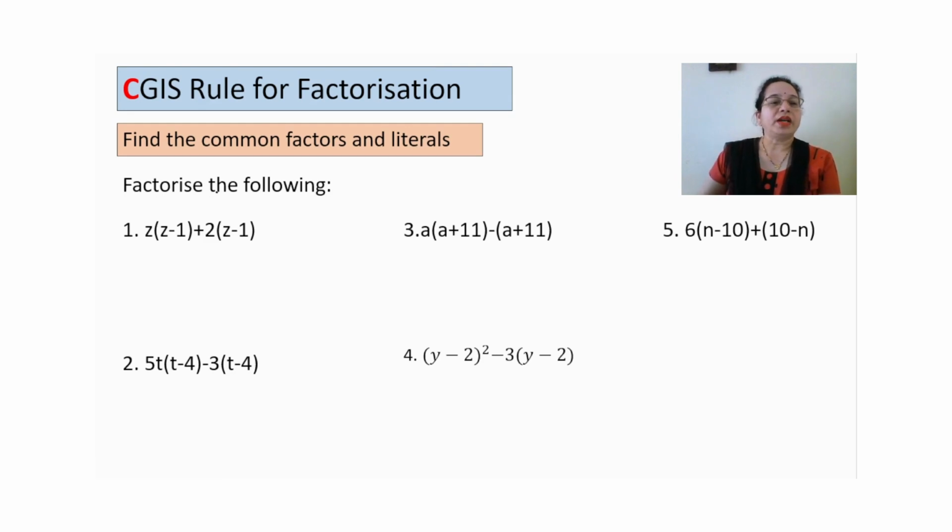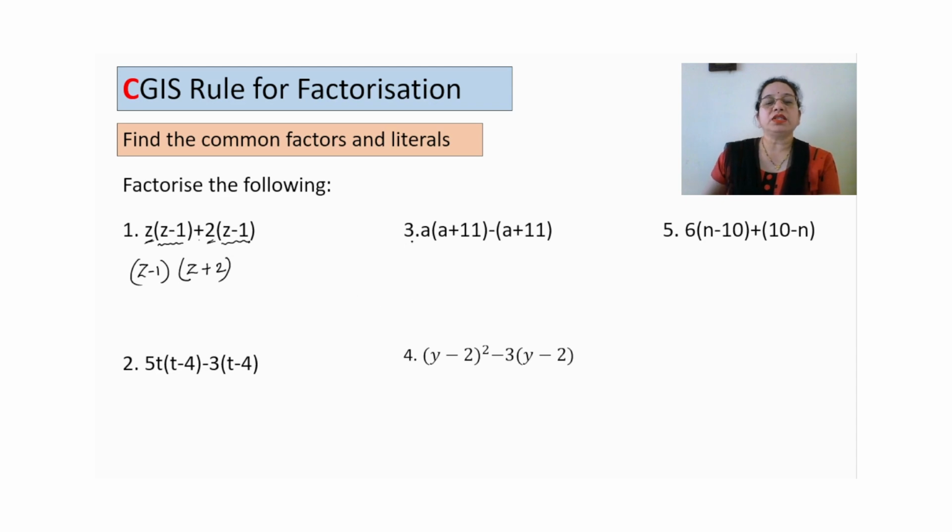Now again factorize. As soon as you see, the first thing is to find out if there is anything common. So here you can see that this factor z minus 1 is already common. So we can take z minus 1 common. What is left inside the bracket here? z. Which sign is there? Plus. Which number is left? 2. So these are the factors: z minus 1, z plus 2.